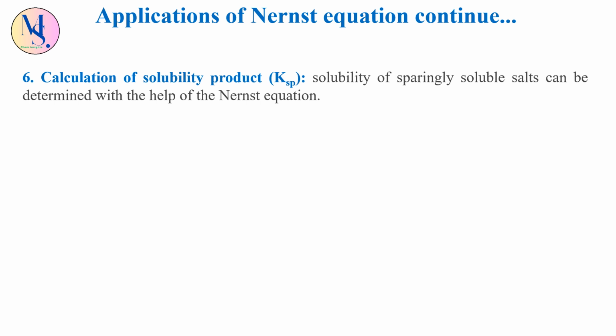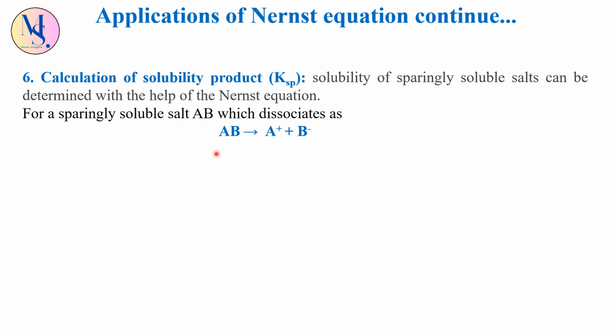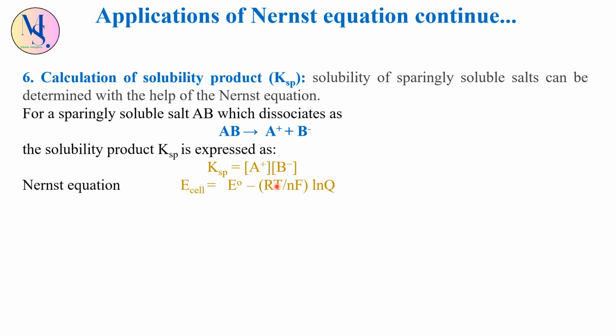With the help of Nernst equation, we can also determine the solubility product of a sparingly soluble salt. For example, we have a salt AB which dissociates as A positive and B negative. For this equation, solubility product can be written as the product of concentration of A and B. As we know, the Nernst equation is written as this, in which this Q is reaction quotient. We have to separate this reaction quotient. So this relation becomes like this.